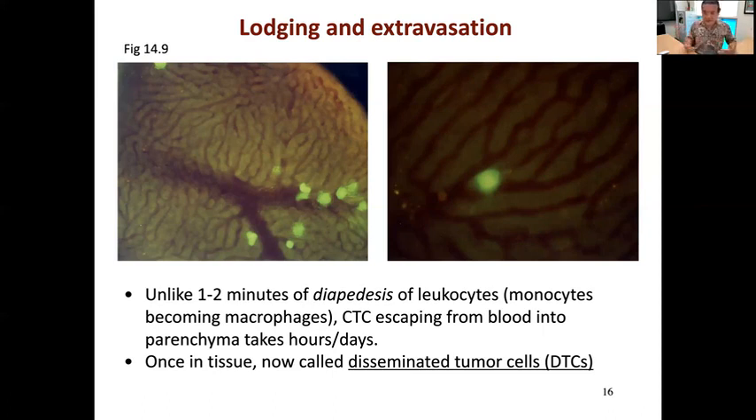However, a circulating tumor cell doesn't know how to normally do diapedesis. It doesn't necessarily have the right pathways active in it. So it's not going to be able to do this in a couple of minutes. It's probably going to take hours or days before it squeezes out of the capillary. But the important thing is, once it is in the surrounding tissues, we no longer call them circulating tumor cells. Now they are stuck somewhere, so we call them disseminated.